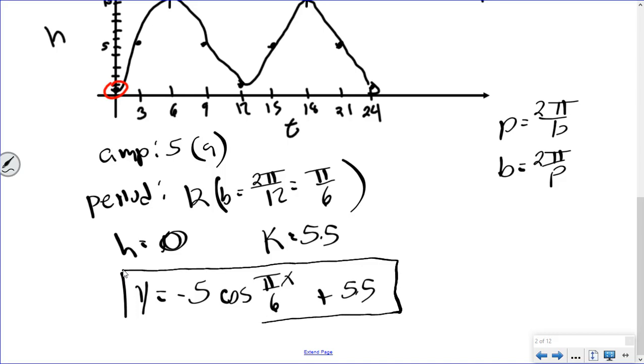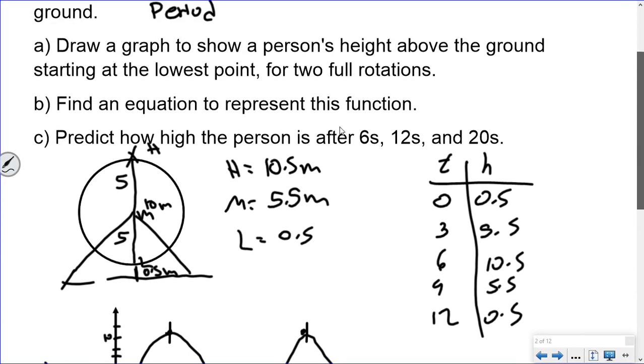And I'm not just suggesting that you use this h, or this x value of 0 here. I'm really, really highly recommending it, because in question C, now that we have a function, it's asking us to predict how high the person is going to be after 6 seconds, 12 seconds, and 20 seconds. In order to do that, we need to have an equation that assumes we're starting at time 0. So if I want to just take 6 and plug it in for x, then that means my graph has to start at 0. If I picked another starting point, or some different h value for my graph, I couldn't use 6. I'd have to use 6 in relation to that new point.